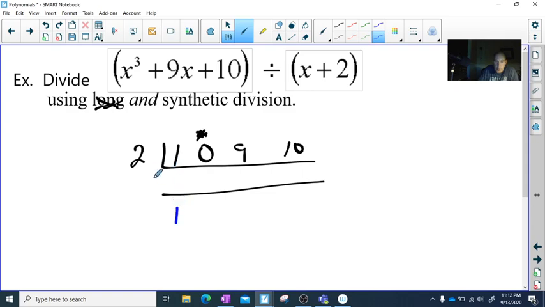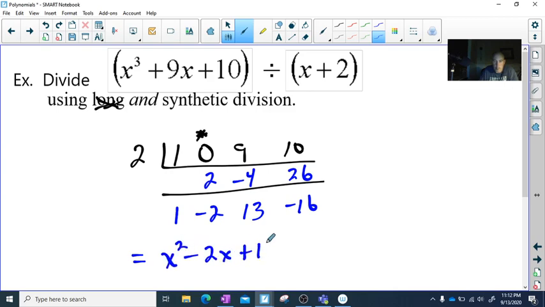Bring down your first digit. Multiply. 0 take away 2. Negative 2. 2 times negative 2 is negative 4. That's 13. 2 times 13, 26. That's negative 16. So my answer would be x squared, take away 2x, plus 13, and the remainder would have been a negative 16 if we'd done long division.